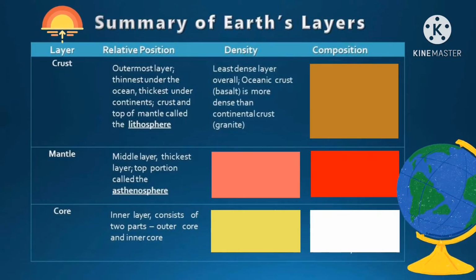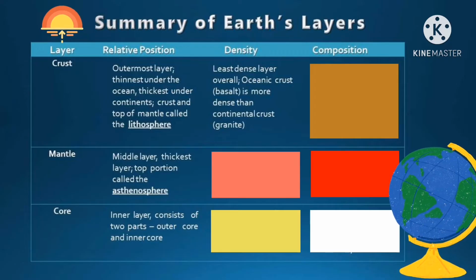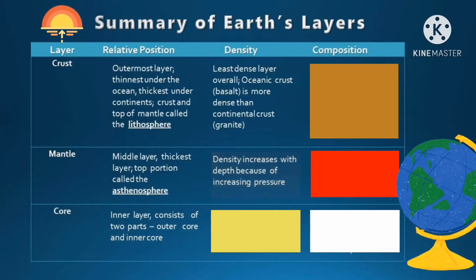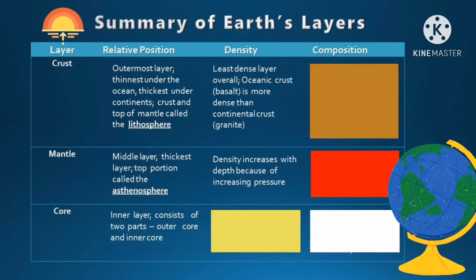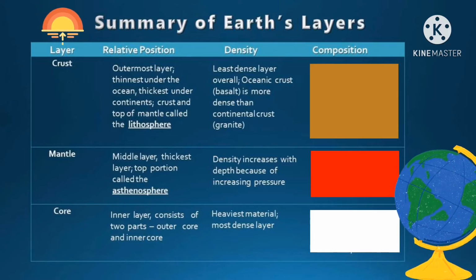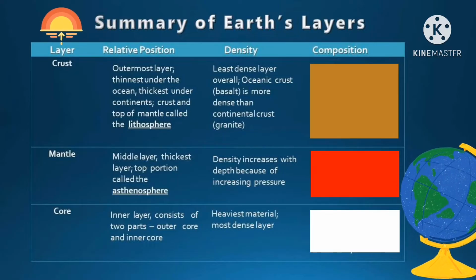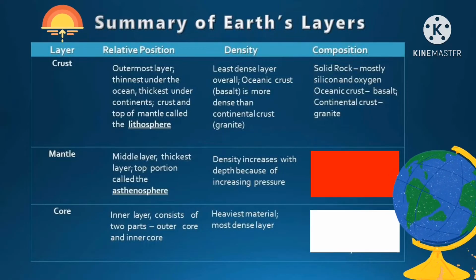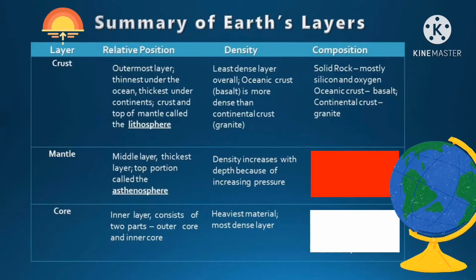For the density, crust is the least dense layer overall. Oceanic crust, basalt, is more dense than continental crust, granite. For the mantle, density increases with depth because of increasing pressure. For core, heaviest material, most dense layer. Regarding the composition of the crust, solid rock, mostly silicon and oxygen. Oceanic crust, basalt, continental crust, granite.